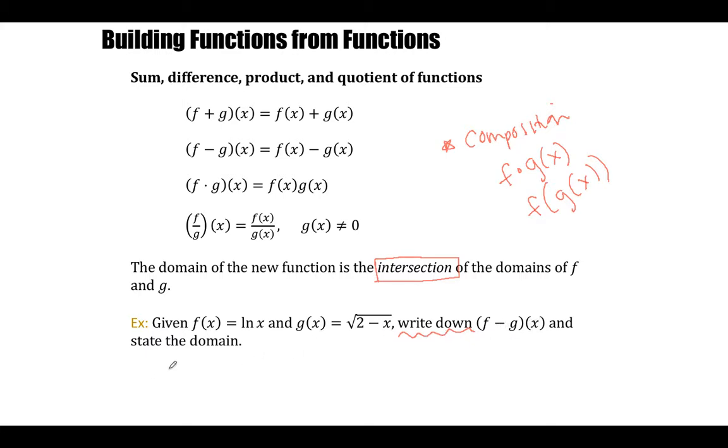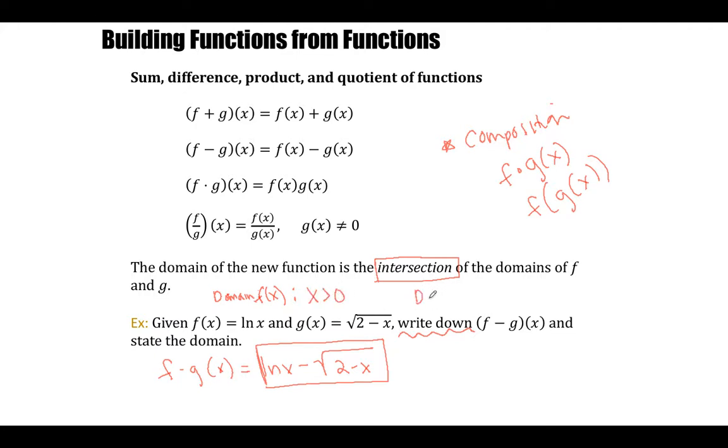So the subtraction piece of it, f minus g of x, is going to equal ln of x minus the square root of 2 minus x. There's really nothing else we can do with that. That's why it's just a write down question. State the domain. So let's look at them. If it's the intersection, let's find the domain of f of x, and let's find the domain of g of x. So the domain of f of x, well, think about what is true about the argument of a log function, right? It's got to be greater than 0. So for that one, x has to be greater than 0.